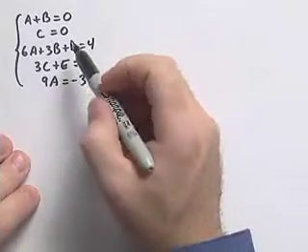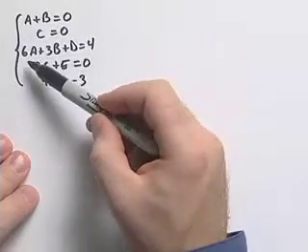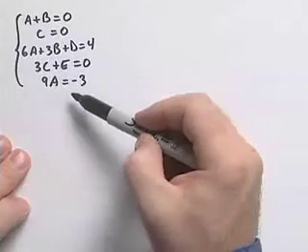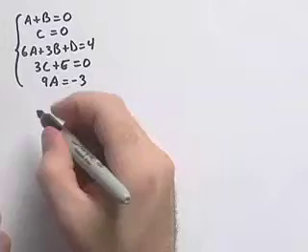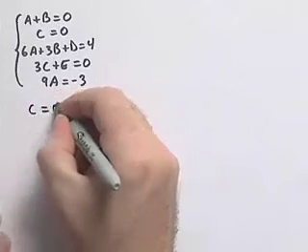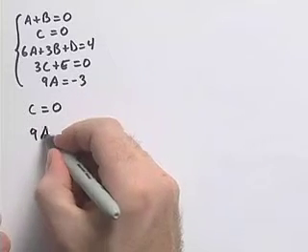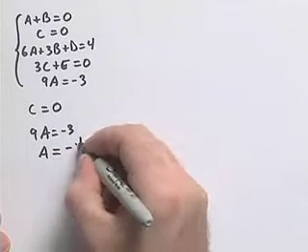Using the equation we've just written, we're going to equate the coefficients on either side of the equation to get a system of equations. When we equate the coefficients, we get the following system. A + B = 0, C = 0, 6A + 3B + D = 4, 3C + E = 0, and 9A = −3. We can look and see in the second equation, we already know that C is going to equal 0. We'll go ahead and write that down. Look at the very last equation, 9A = −3. That tells us that A is equal to −1/3.